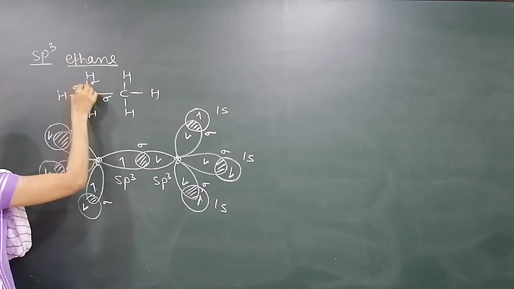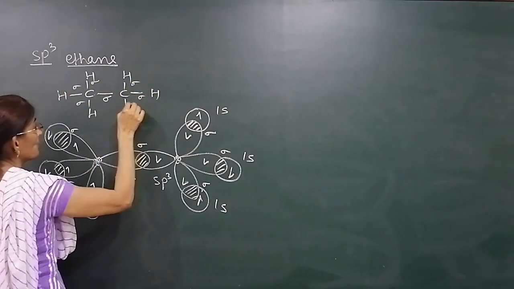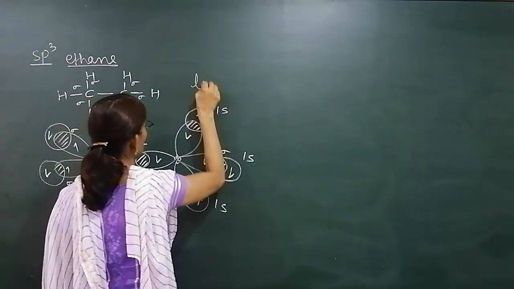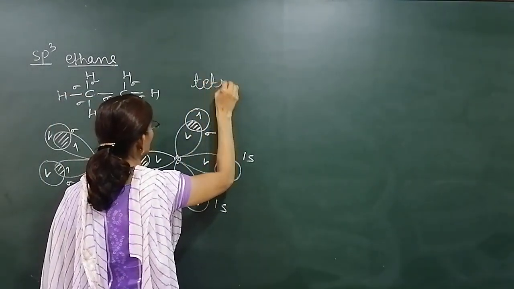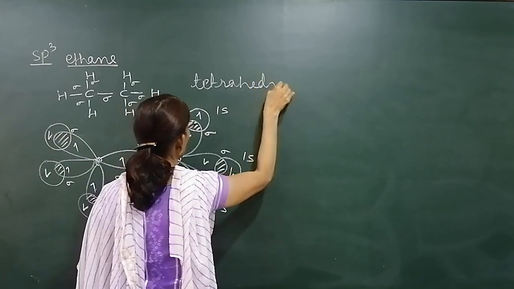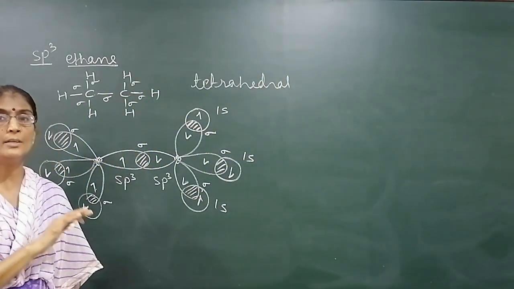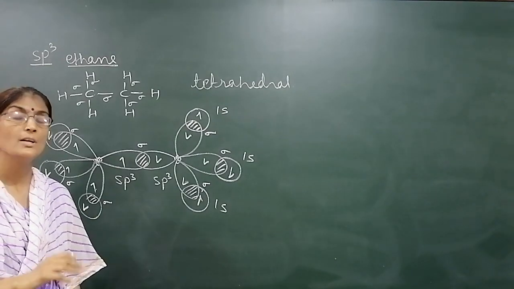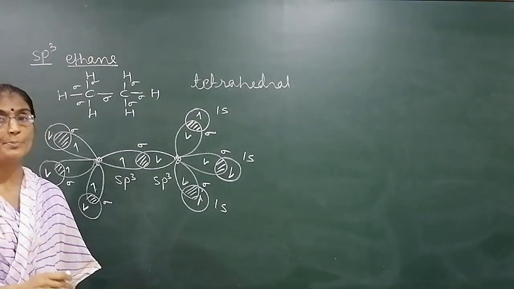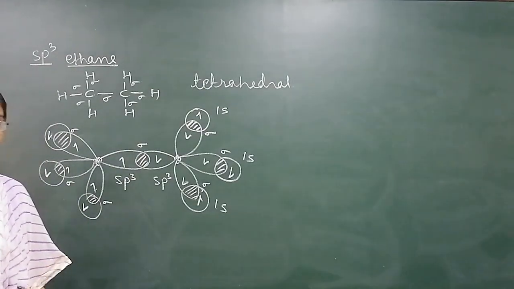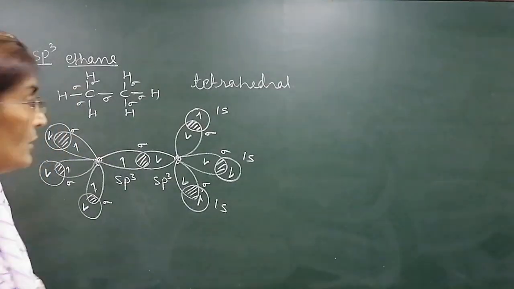So 6 CH sigma bonds in ethane molecule. This is the diagram for ethane. What is the shape? It is tetrahedral. And what is the bond angle? 109 degree 28 minutes. In all alkane molecules we will have tetrahedral shape, sp3 hybridization. Okay. Now we'll see sp2 hybridization in ethene molecule.